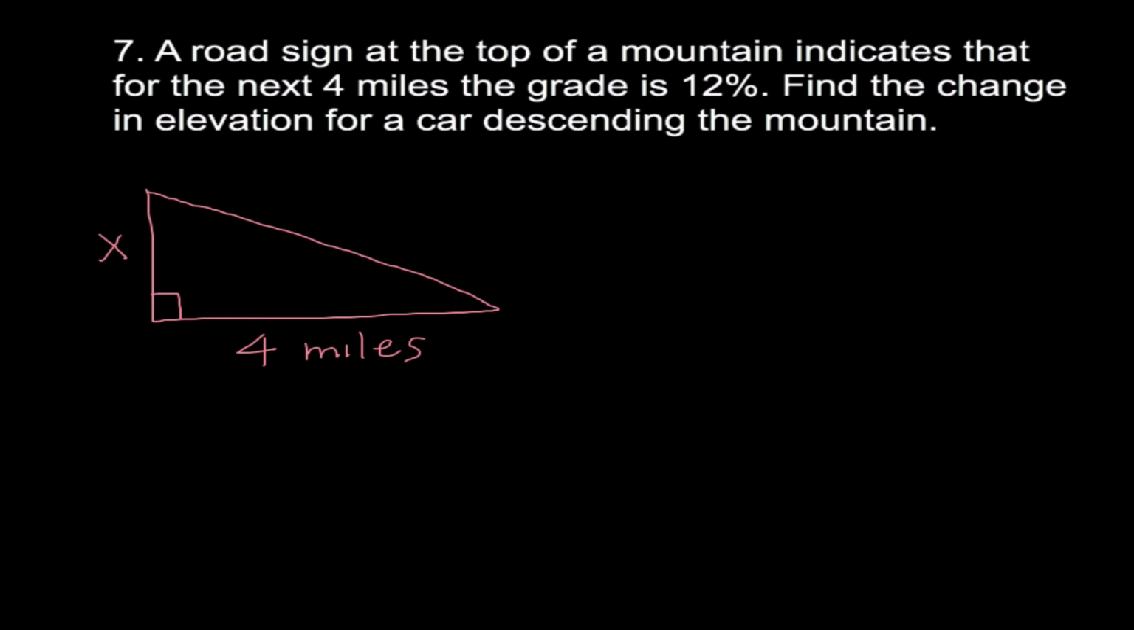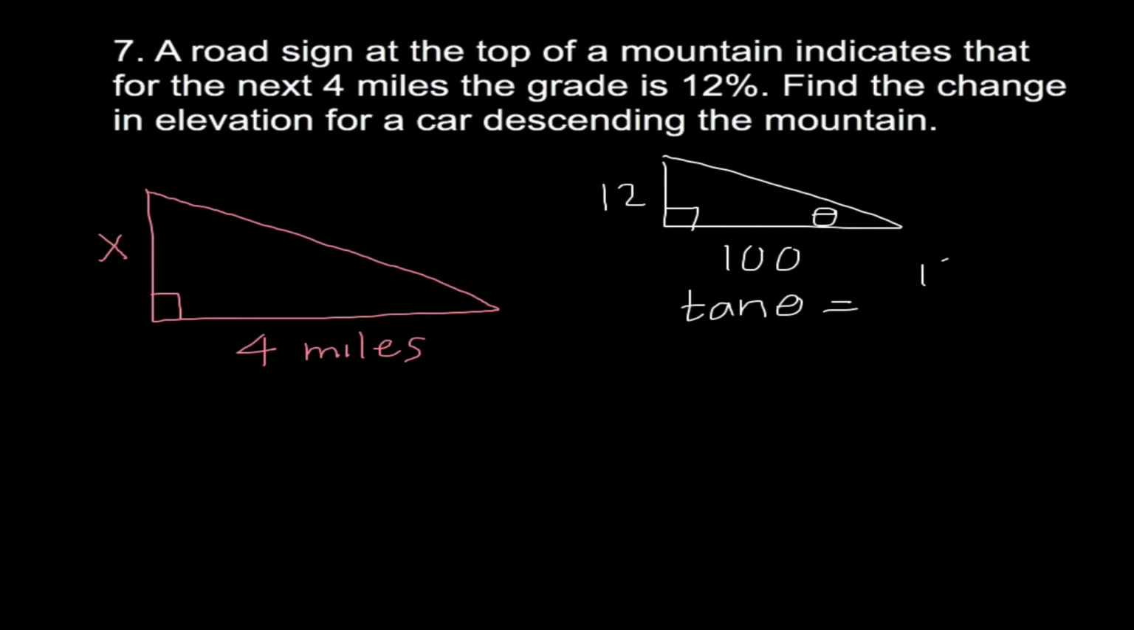And the problem that we have is I don't really know what this angle is. But I noticed that they give us a 12%. So what we can actually do with that 12%, that tells me that we are going down 12 for every 100 feet. And we can use that value to find the tangent of an angle. So tan of theta equals 12 over 100. When I put that into my calculator, I get theta equals 6.8 degrees. So I'm going to put 6.8 in there.